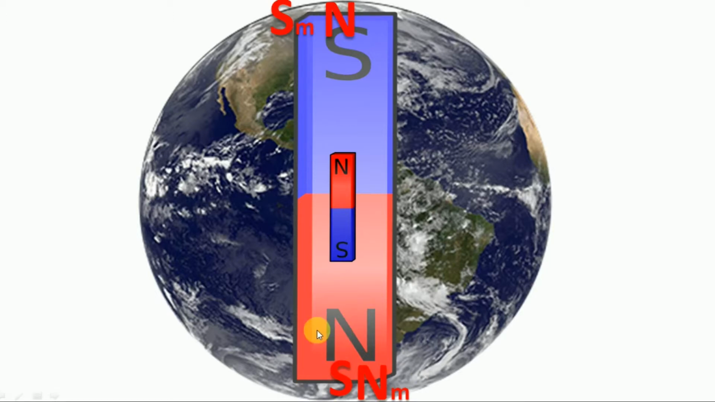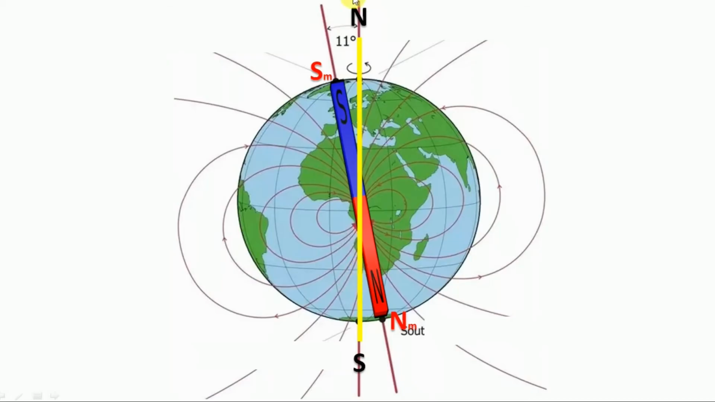But the geographic north and the magnetic south do not coincide with each other. So geographic north is present somewhere out here, and magnetic south is somewhere out here. Along the line joining north and south, the earth rotates, and we can call it the axis of rotation. And the magnetic axis of the earth does not coincide with the axis of rotation. So there is an angle between the axis of rotation and the magnetic axis of the earth, and that angle is 11 degrees. Towards the geographic north we have magnetic south, and towards the geographic south we have magnetic north.